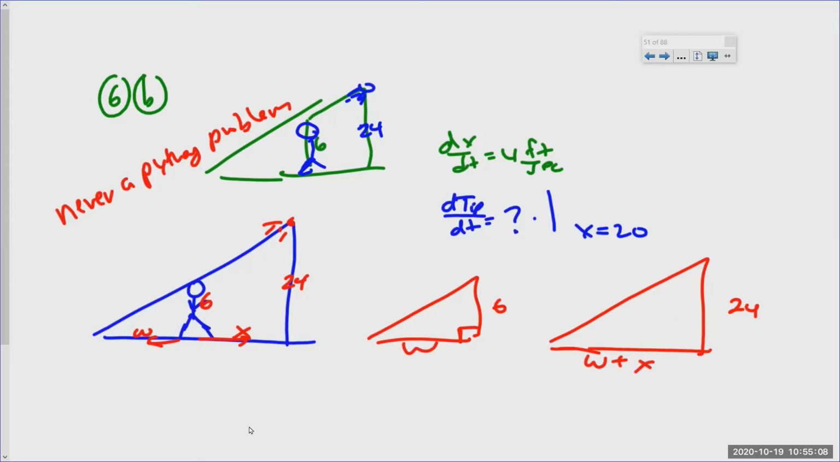Do you guys see it's 24 and W plus X? So the big mistake that students make is they call this one 6 and W and 24 and X, but it's not. It's 24 and W plus X. Is everybody good with the W plus X? Okay, so this is a similar triangle.